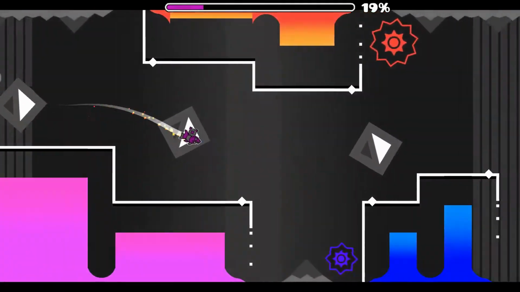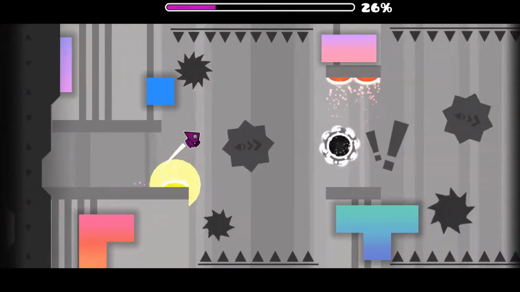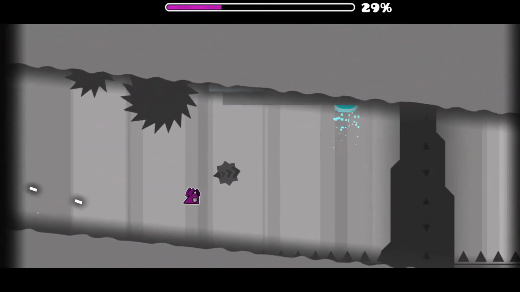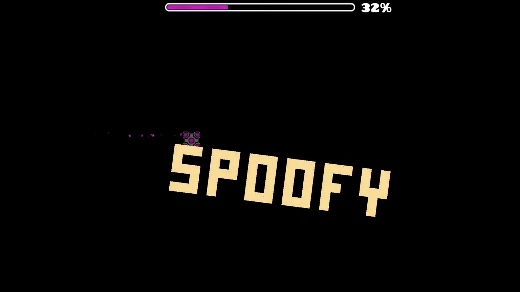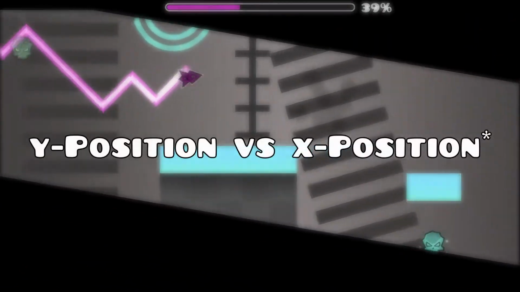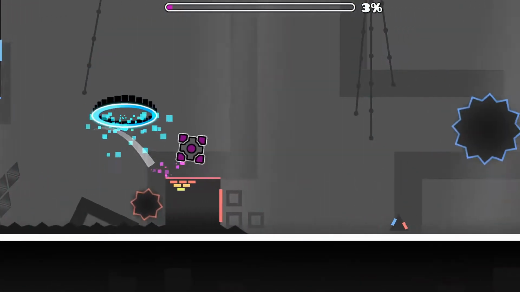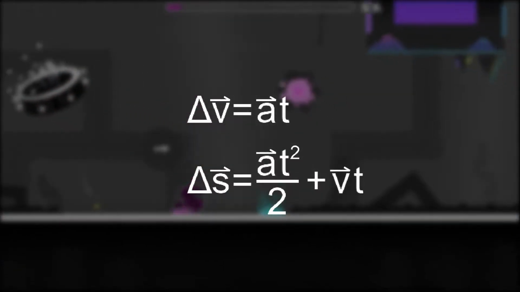Let's now see how we can calculate the terminal velocity in GD. Given a position against time graph, we would just have to measure the slope of the line. However, in playtest mode, this path is not a position versus time graph. It is an x position versus y position graph, so we need a bit of algebra. In the previous part, we derived these two equations of motion. Luckily, we can actually use almost the same equations derived from last time.